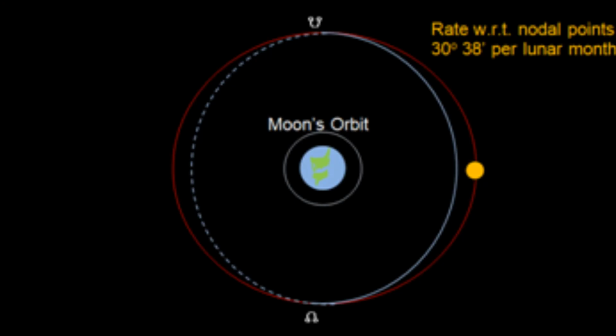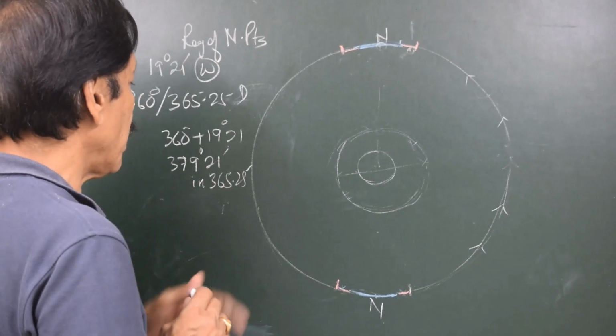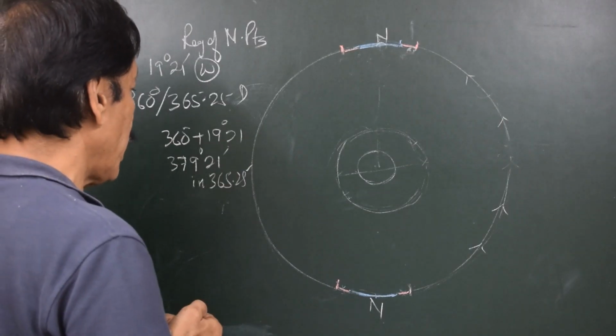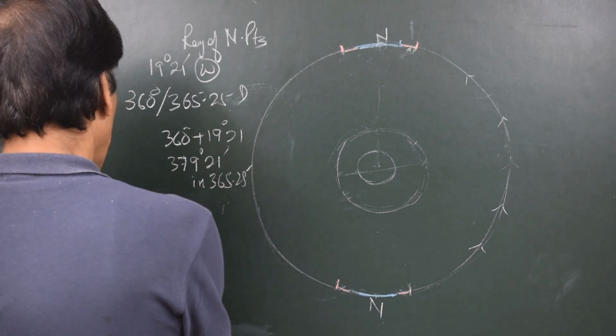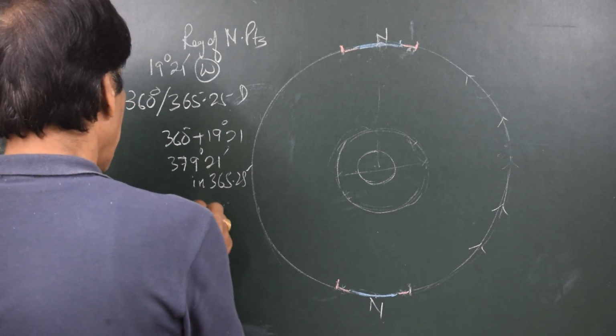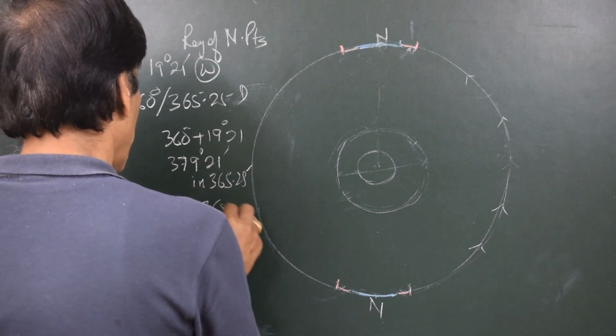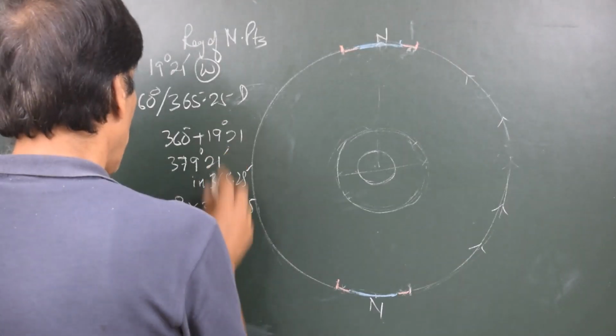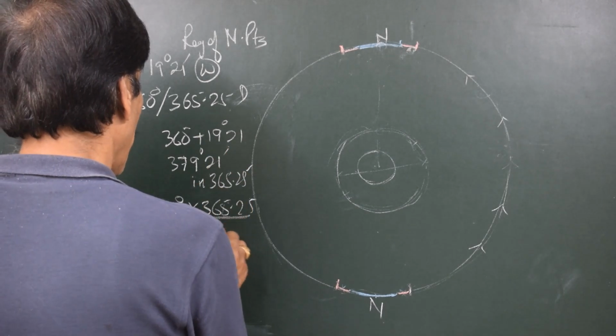365.25 days. So if there is a separation of sun and nodal points at the rate of 379 degrees 21 minutes in 365.25 days, so for a separation of 360 degrees, let us say how many days it is going to take. 379 degrees 21 minutes we can write as 379.35.